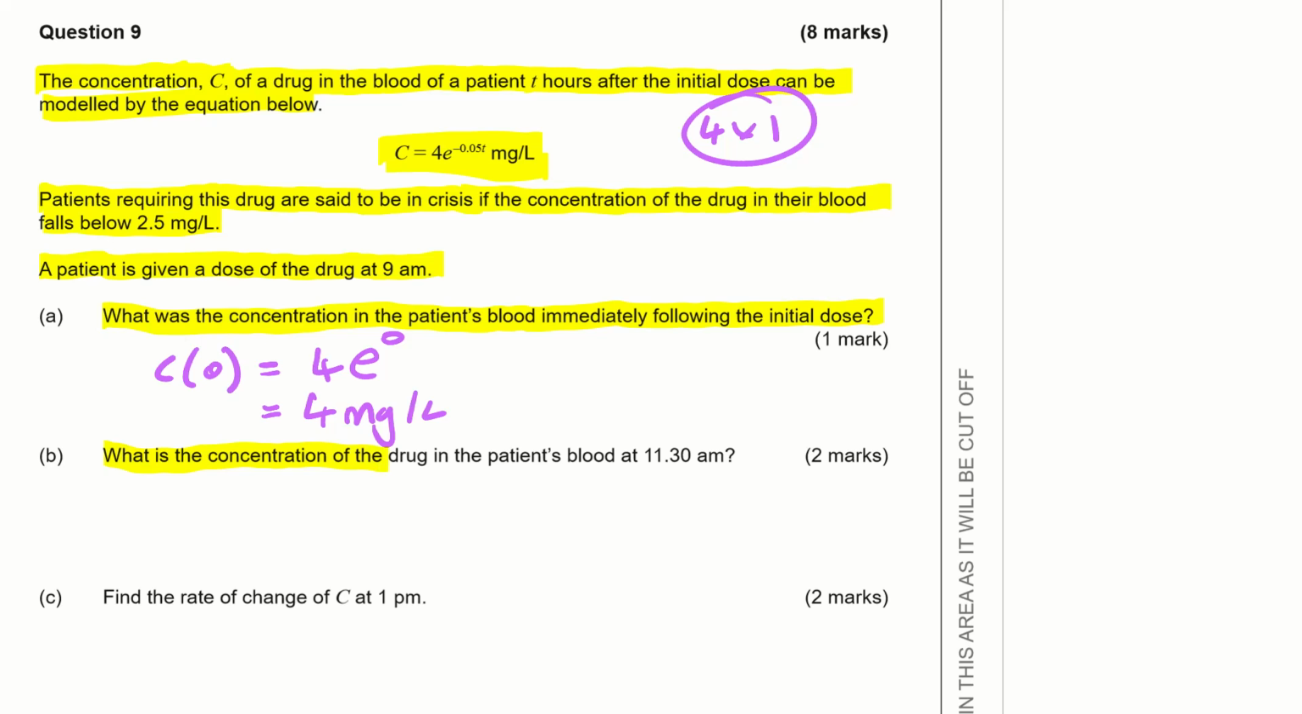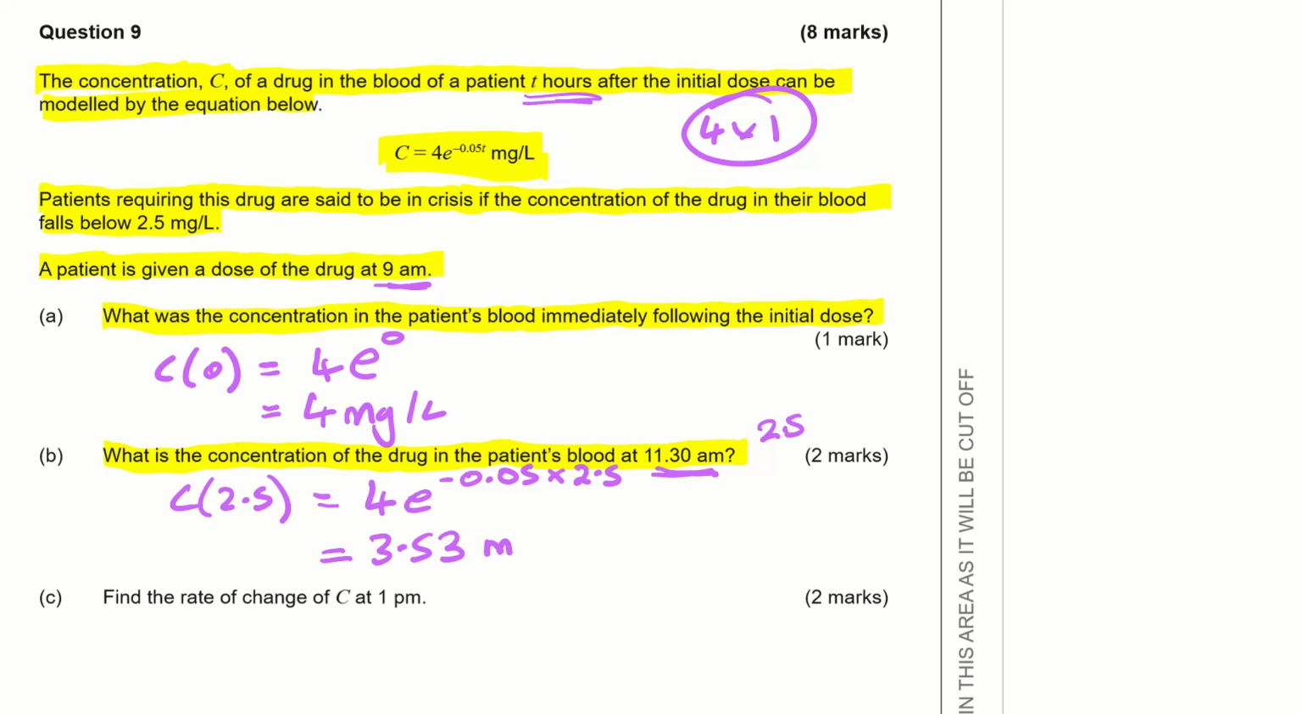What is the concentration of the drug in the patient's blood at 11:30? Well, note that the initial dose was given at 9, and we know that the time is in hours, so at 11:30 this is going to be 2.5. So what we're doing here is calculating C of 2.5, which is 4e to the negative 0.05 times 2.5. And if we just calculate that, it is 3.53 milligrams per litre.